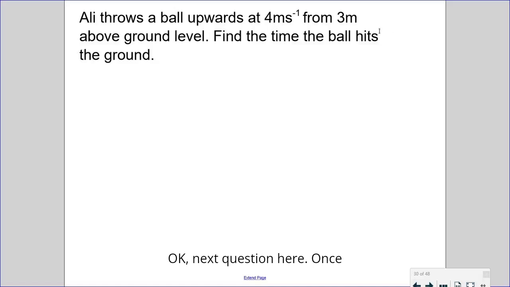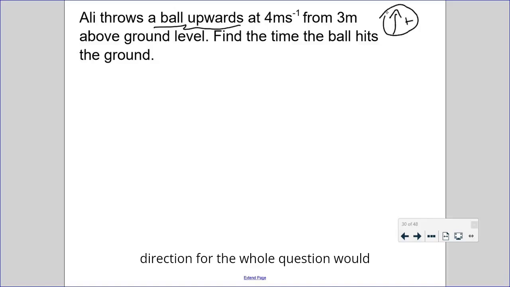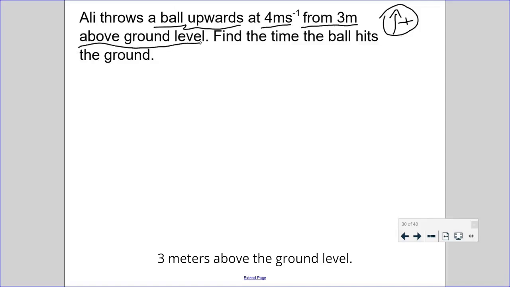Okay, next question here. Once again, feel free to pause it and then read it yourself. Okay, or try it yourself. So Ali throws a ball upwards, right? So once again, because the ball is going up, your positive direction for the whole question would be upwards, right? So everything going up would be positive. At 4 meters per second, now from 3 meters above the ground level.